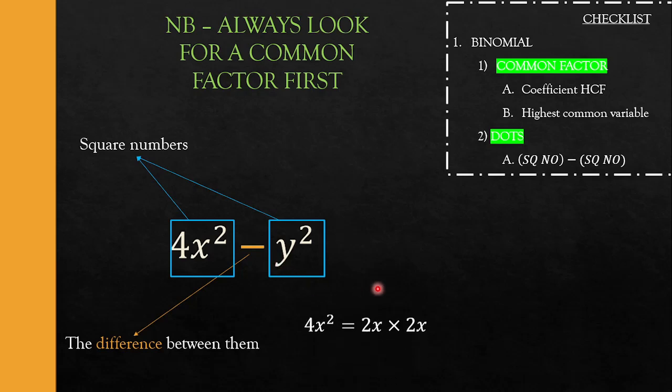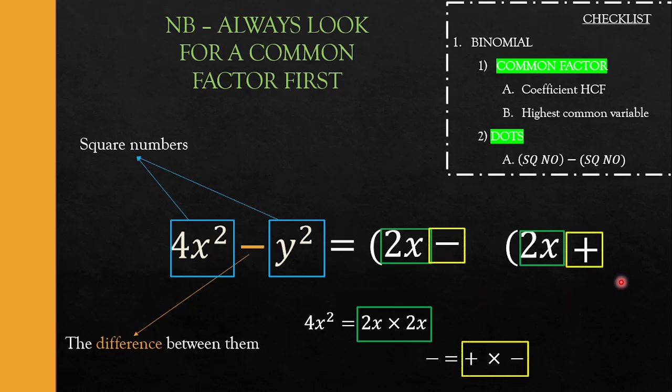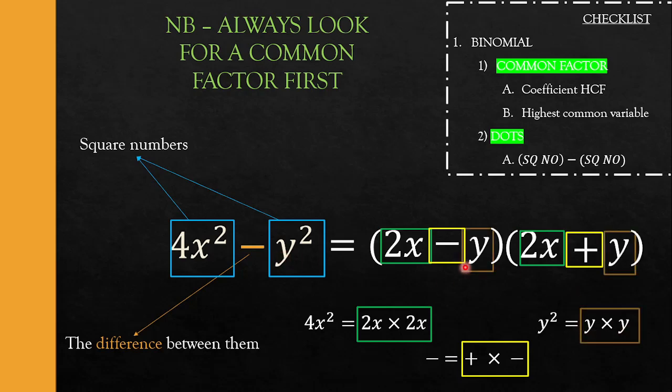So let's break this up. I know that 4x squared, when I square root it, gives 2x. So we can write 4x squared as 2x times 2x. Bear with me here, I'm going to be building something as I break up this first one. There it is right there. Then I've got a minus. I know that a minus can be a plus and a minus, so each one of my things is going to get a plus and a minus. y squared is y times y. So that is how that works.